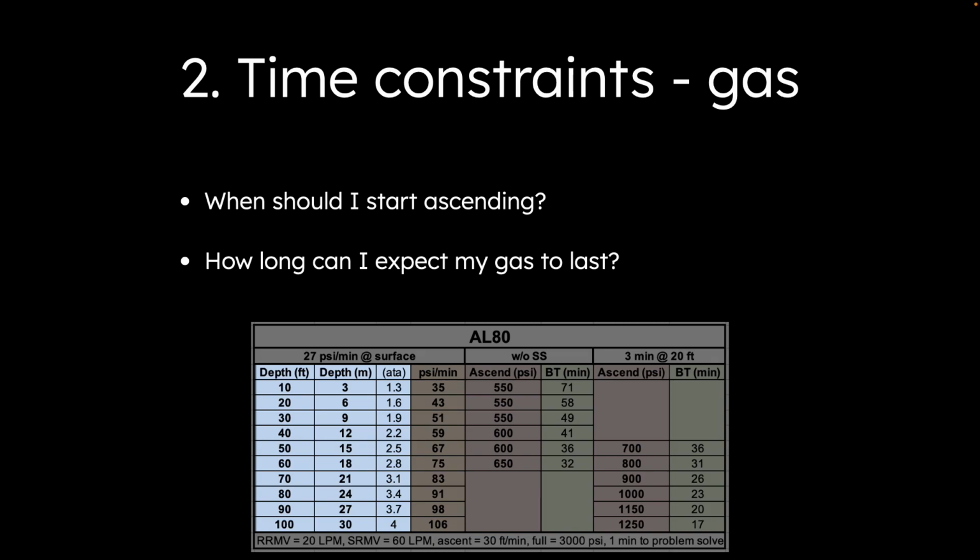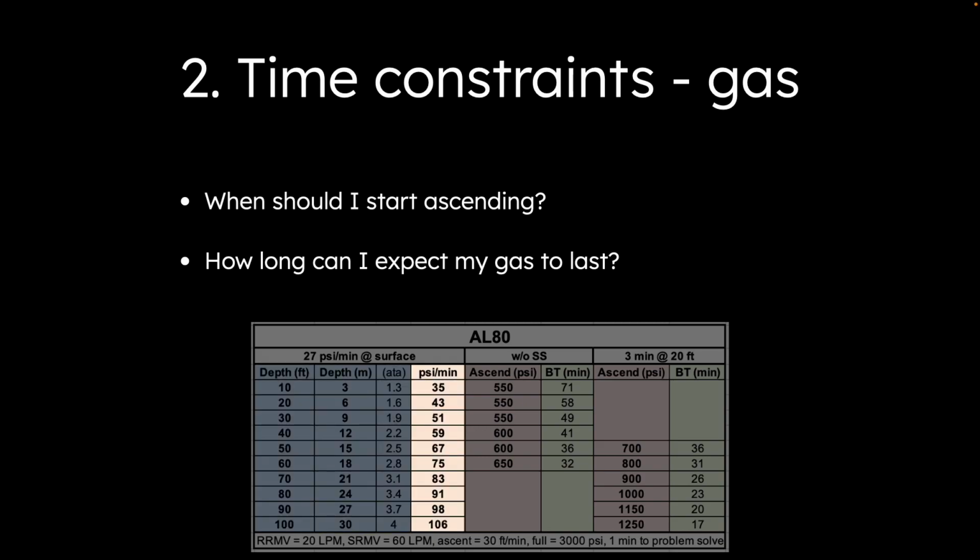It's important when you're planning your dive that you are always rounding up to the next greater depth. So if I was planning on doing a dive to 33 feet, 10 meters, then I would want to look at the column for 40 feet, 12 meters, because I want to round up and be more conservative rather than less.